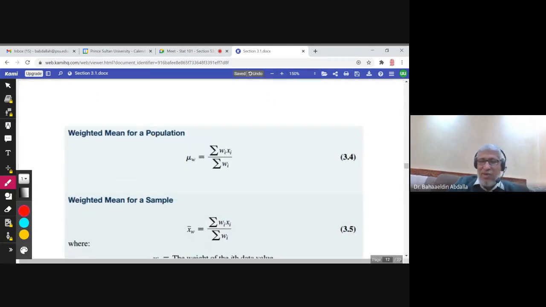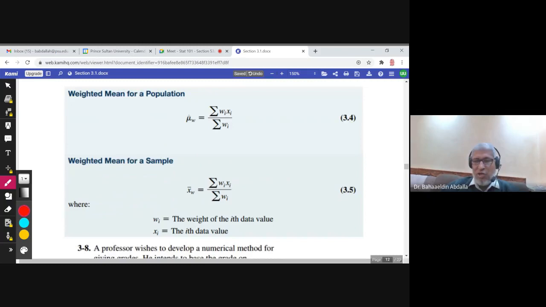So in this case, to find the weighted mean for a population, we call it mu W. For the sample, we call it x bar W. We multiply all the values, xi, each value, times the weight of each value. So wi is the weight, xi is the value. We multiply x1 times w1 plus x2 times w2 plus and so on, and we divide this sum by the sum of the weights, summation wi. By this we evaluate the weighted mean.